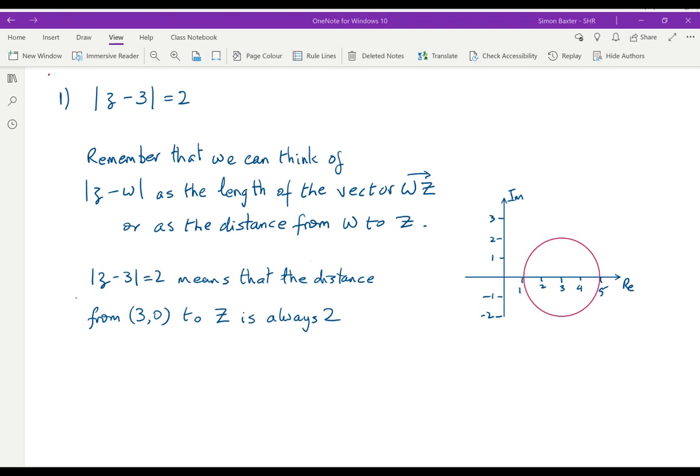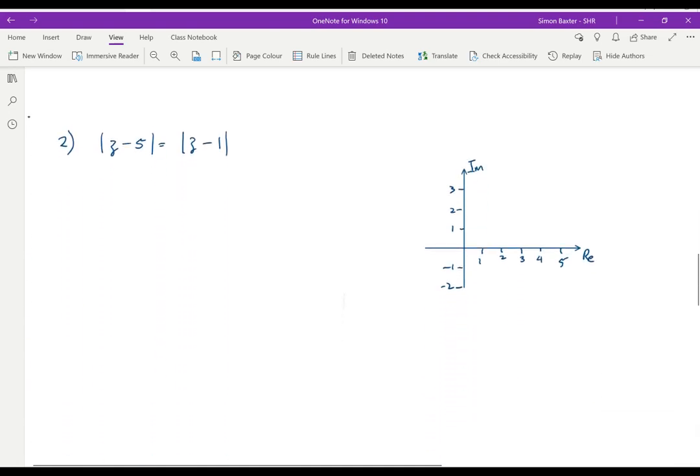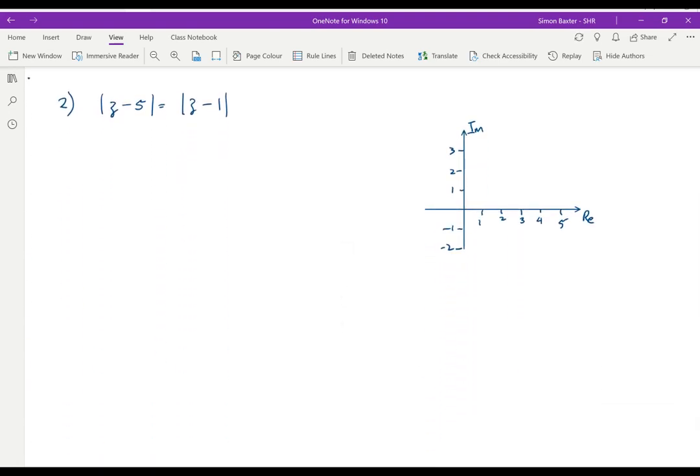Okay, let's have another equation to look at. What happens if we start off with the equation mod z minus 5 is equal to mod z minus 1? How am I going to draw the locus on this diagram? Okay, stop the video again. And when you've solved that, then you can start up again.